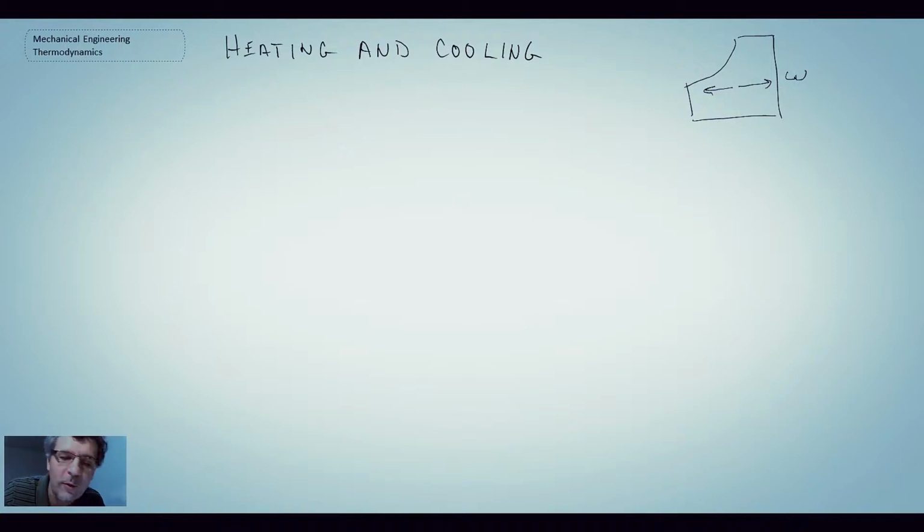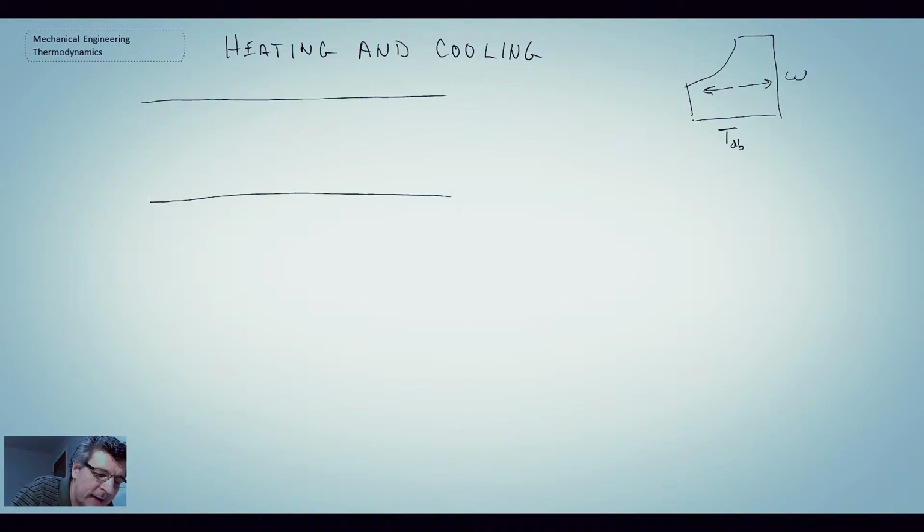We're not adding or removing humidity, and this was our dry bulb temperature on the bottom there. So let's begin by looking at a duct, the generic schematic that we always use for HVAC. And inlet conditions, temperature 1, our specific humidity 1, and relative humidity at 1. And then we have some heating or cooling process, so a heat exchanger, and then we come out at state 2.